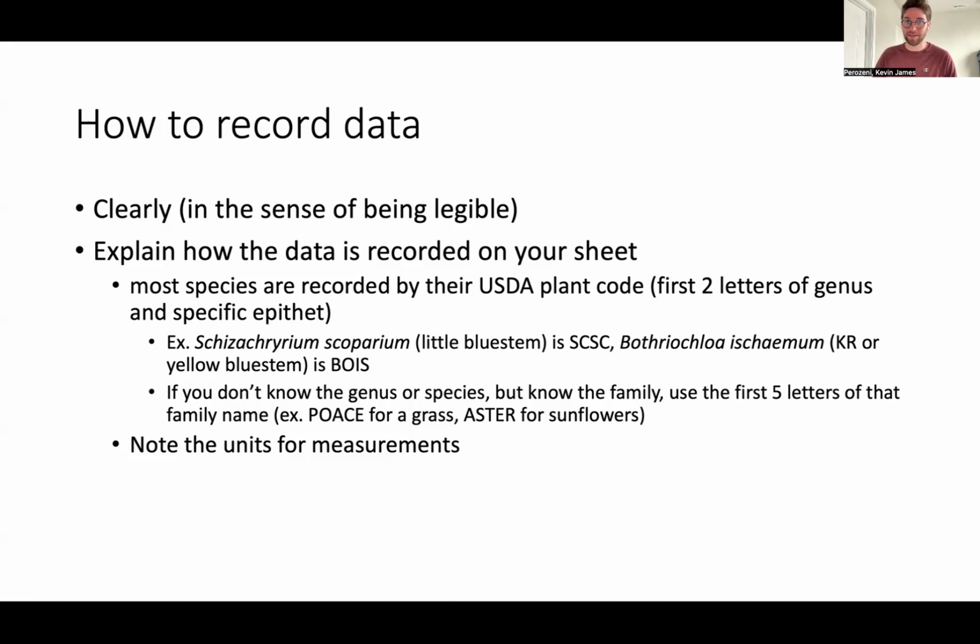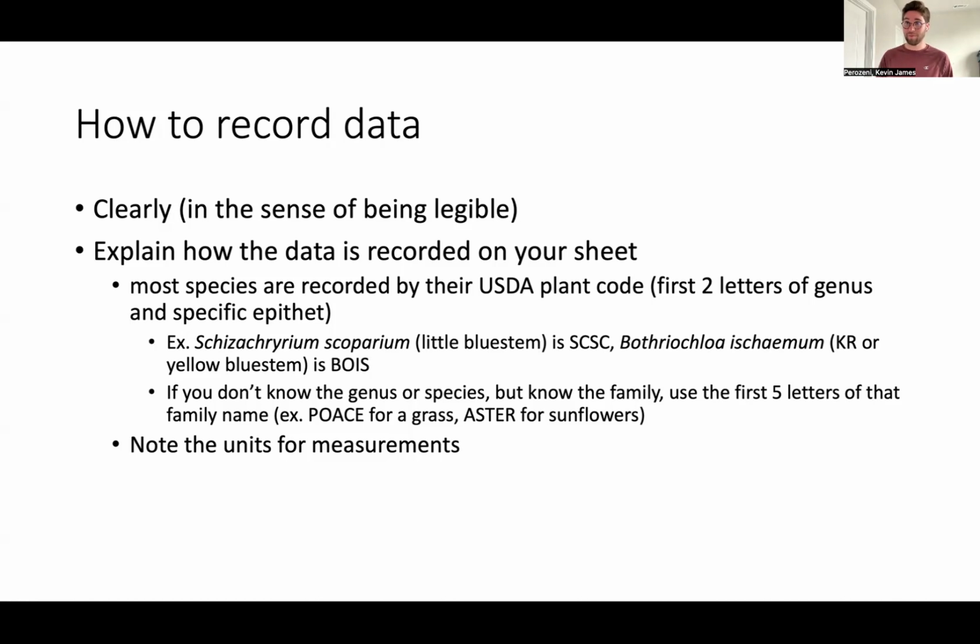You also want to explain how the data is recorded on your sheet. In this case, because you'll be using plants, most of them are recorded by their USDA plant code. We've talked about a couple of them, like little bluestem, SCSC. We've seen a lot of KR bluestem out there, which is BOIS. If you don't know the genus or species, but you know the family, use the first five letters of that. A lot of times these are all online. I'm a big bird biologist as well, and we use a very similar method: a four-letter alpha code for all of the birds that we see.